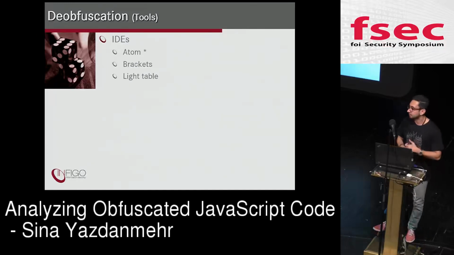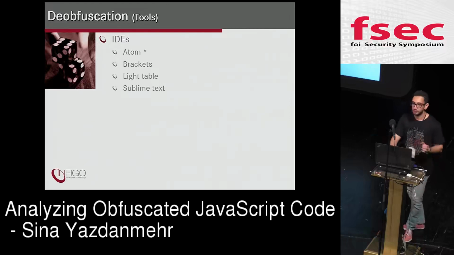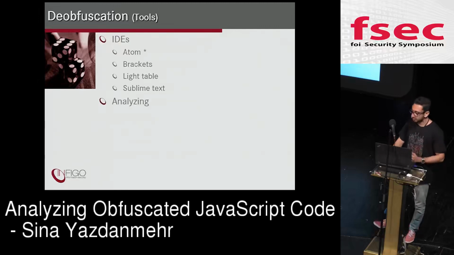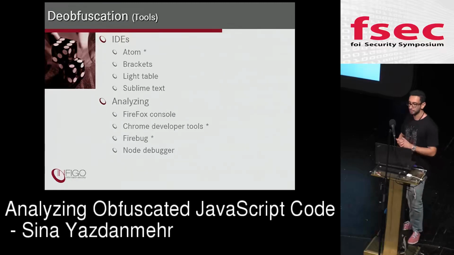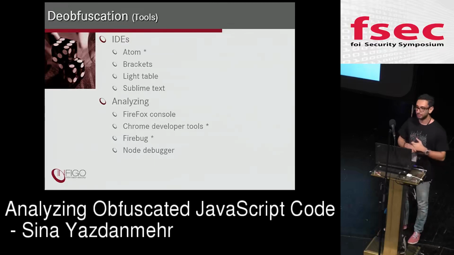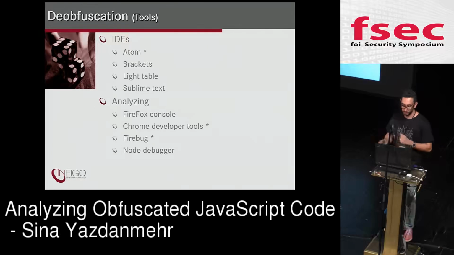I would rather use Atom. I will say Sublime Text is a good option too, as well as other IDEs which suit you. For example, you can use Eclipse, NetBeans, etc. For analyzing, you would need a debugger. For example, you can use Firebug, Chrome Developer Tools, or a JavaScript debugger directly, such as the V8 debugger, Node debugger, etc.